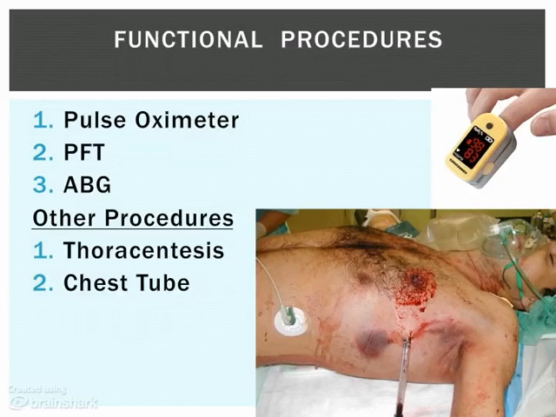ABGs, or arterial blood gases, measure the acidity or the pH and the levels of oxygen and carbon dioxide in the blood from an artery. It will help to determine how well the patient's lungs are able to move air into the blood and remove carbon dioxide from the blood.